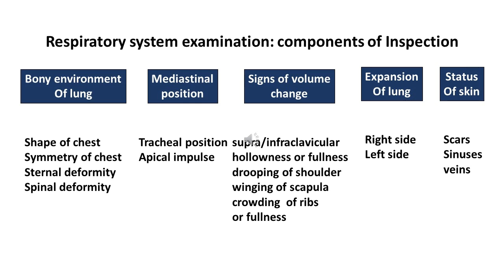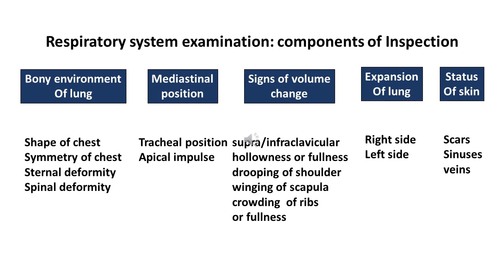The reason the bony environment of the lung should be assessed first is because when there is a gross deformity in the bony environment of the lung, then you may not be able to interpret the mediastinal position. For instance, when there is a gross kyphoscoliosis, you may not be able to reliably interpret tracheal position and apical impulse.